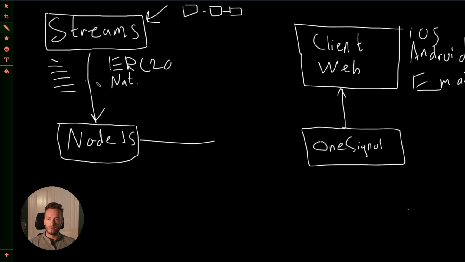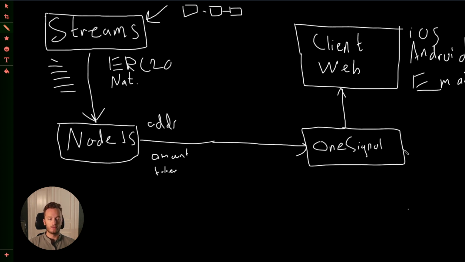So when we get the webhook from streams into our Node.js backend, we're going to take the address that is affected, and also, of course, how much was deposited, like the amount, and the token name. So we can build the actual notification, and we'll send that to OneSignal.